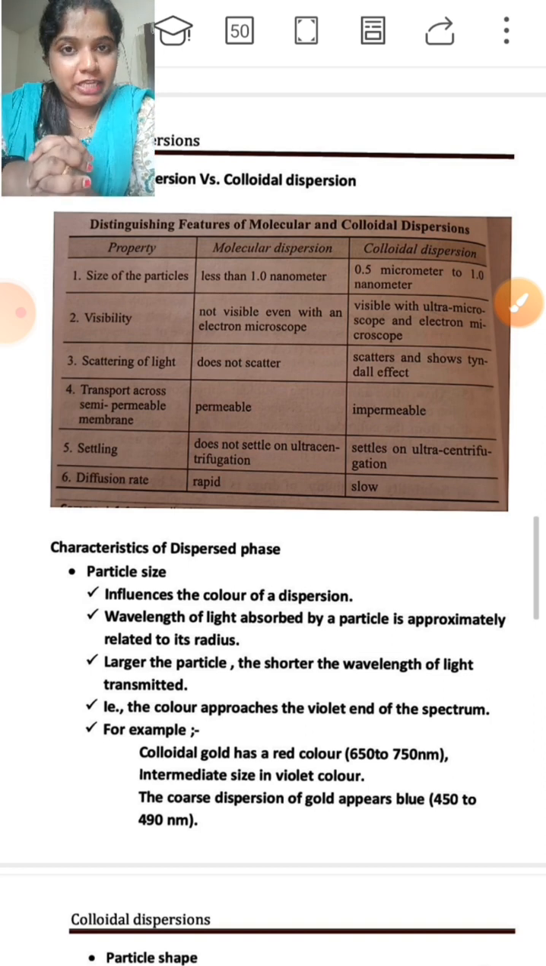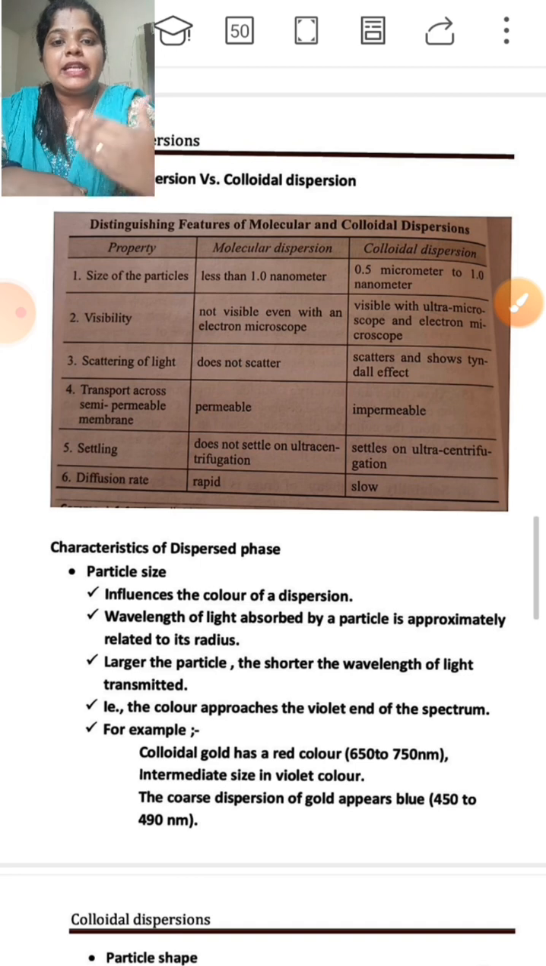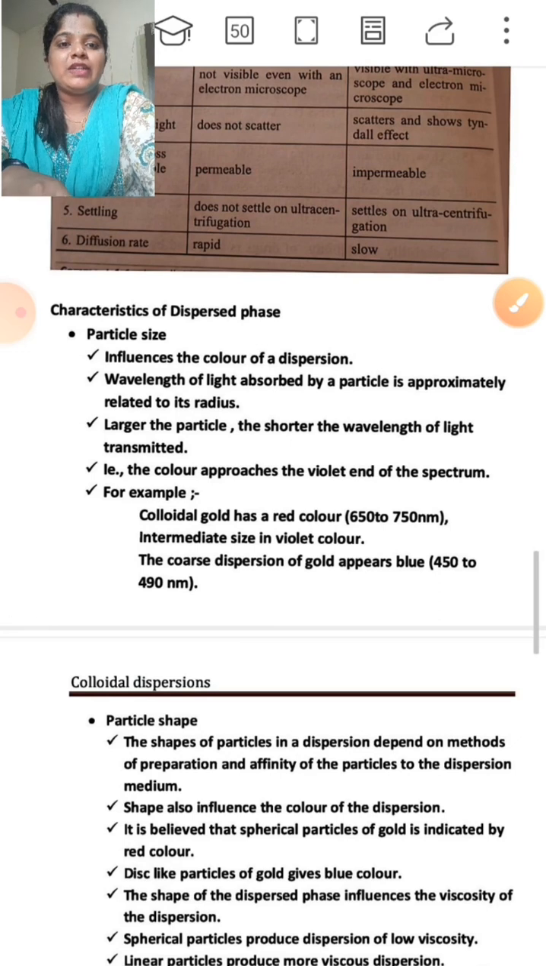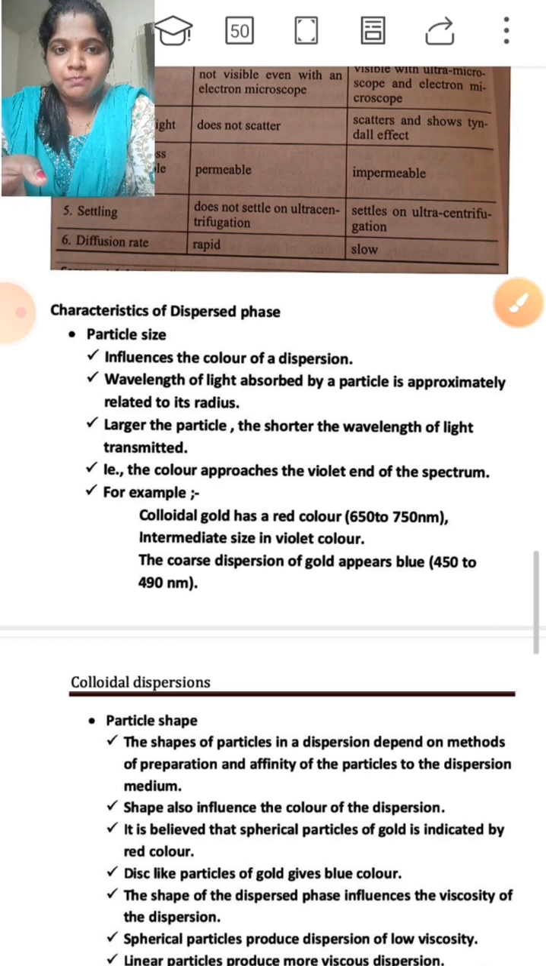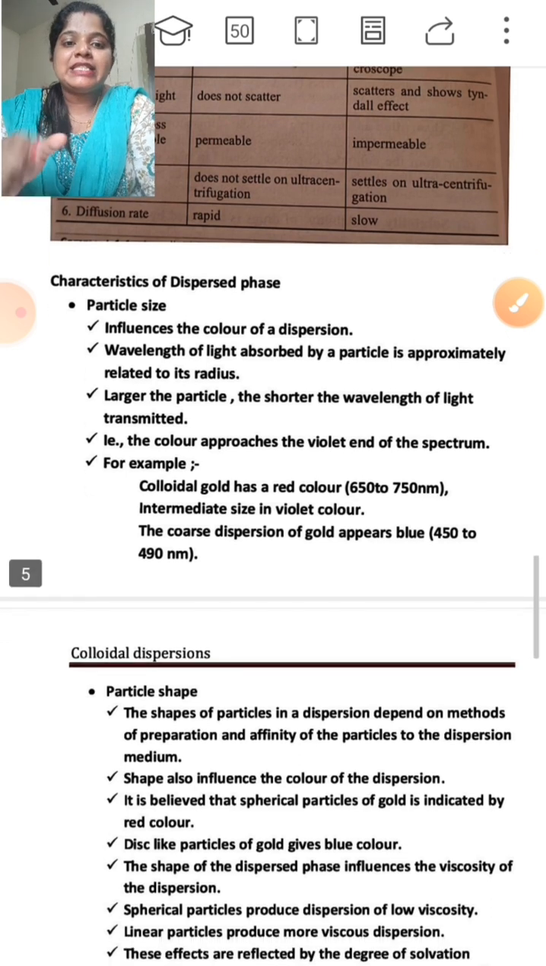Okay, so the classification part is over, and we will see next the characteristics of the dispersed phase. First, particle size. The particle size influences the color of a dispersion medium or dispersions. The wavelength of light absorbed by a particle is approximately related to its radius, and the larger the particles, the shorter the wavelength of the transmitted light. That is, the color approaches the violet of the spectrum.